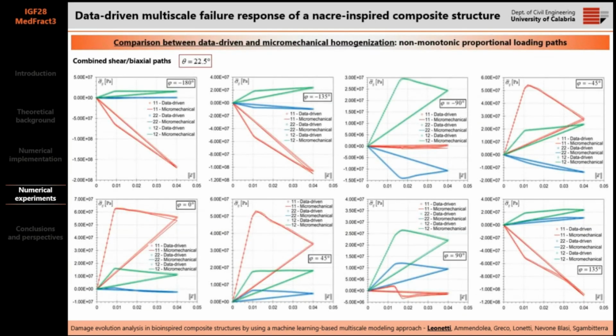A further validation is devoted to non-monotonic proportional loading paths. In this slide, you can see the capability of the proposed approach to also predict the unloading in a very accurate manner. This is due to the capability of the stress update algorithm to correct the damaged moduli tensor when unloading takes place.